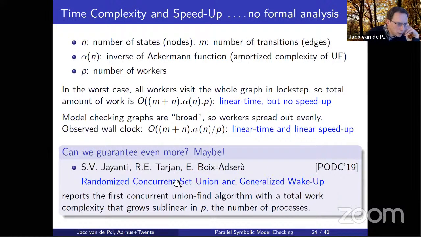The last remark on this is that actually we refer a lot to Tarjan, but now Tarjan also referred to us, because in 2019 they improved this concurrent union find structure, and they also get some lower bounds or upper bounds on the speedup. So that's nice.